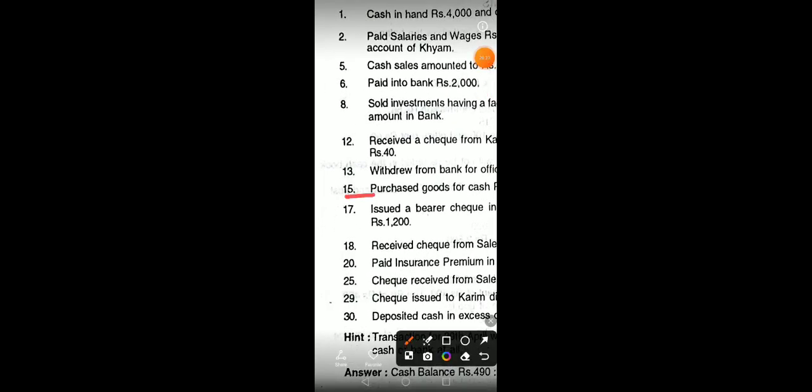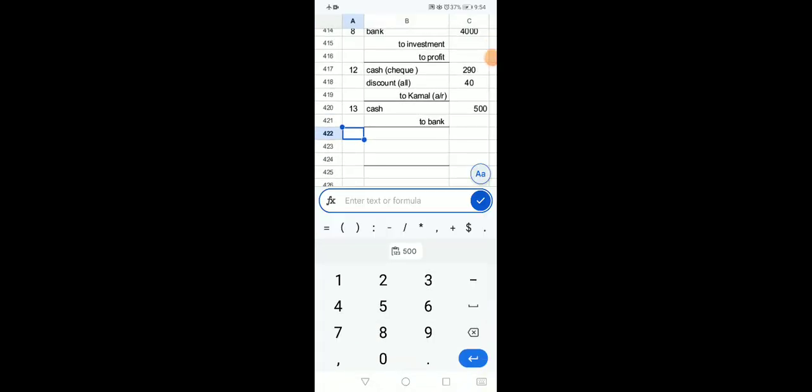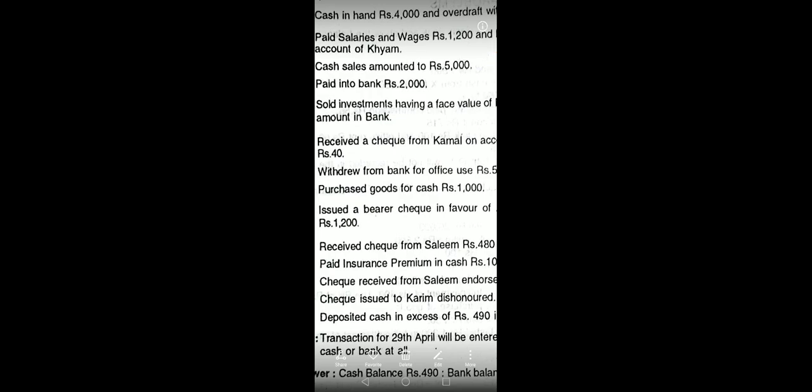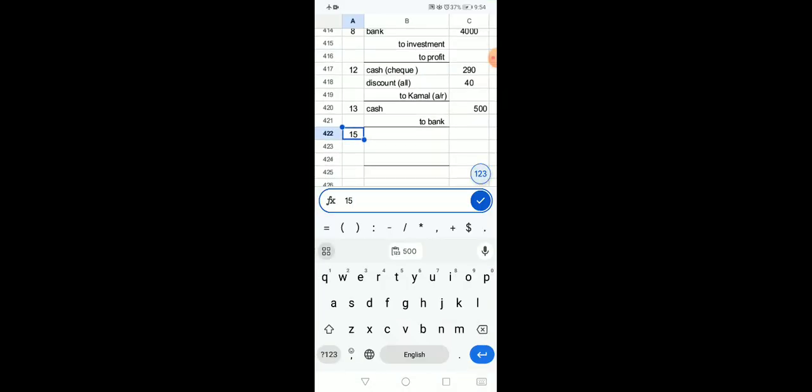This is 15. Let's put the date first. 15th entry, and what 15 is saying, purchase goods for cash. You are buying your goods for cash. When you are buying goods, it means goods are coming in. Goods are your asset. Asset is increasing. Increase in asset should be mentioned on debit side. So you were supposed to write goods over here. But we do not write goods in accounting. We write working in place of goods. What working we are doing? We are purchasing. So you will write name purchase over here.